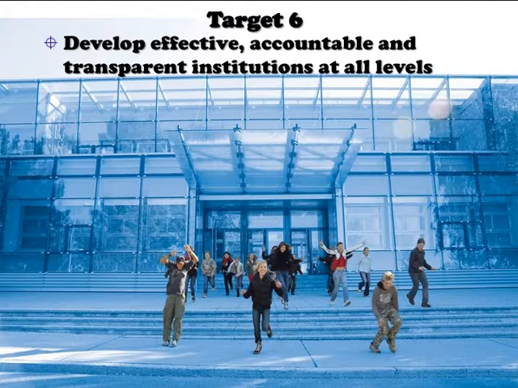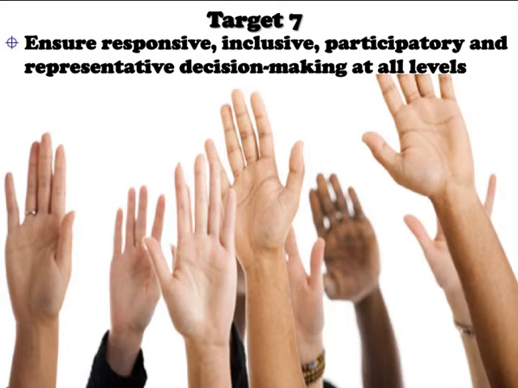Target 6, develop effective, accountable, and transparent institutions at all levels. What does this mean in concrete terms? It means basically institutions that address and respond to the real needs of the community in the most cost-effective manner.